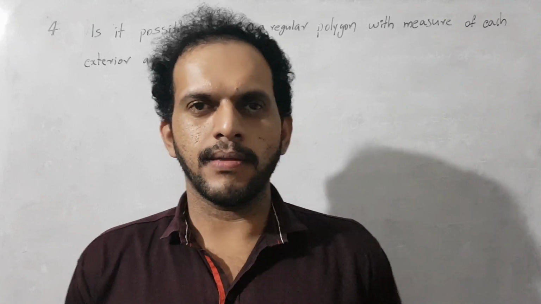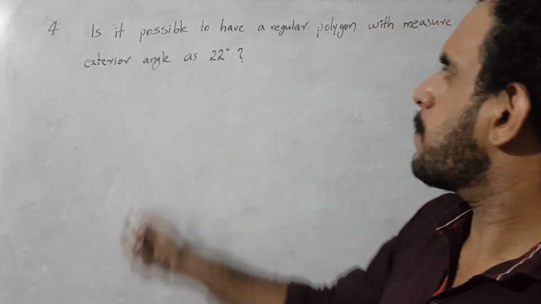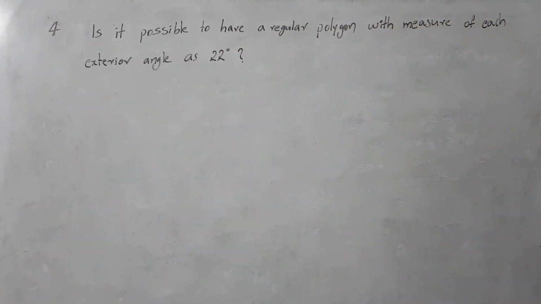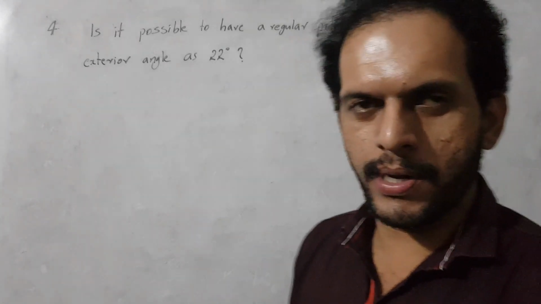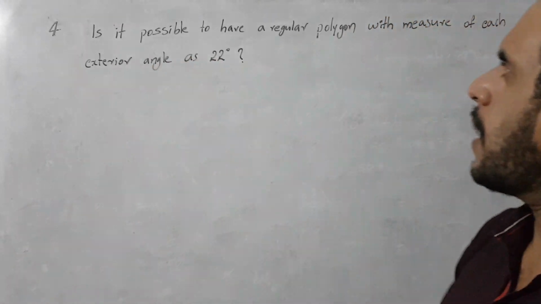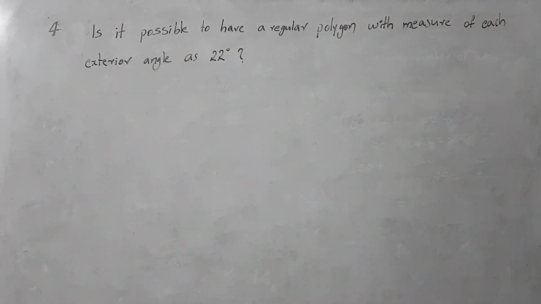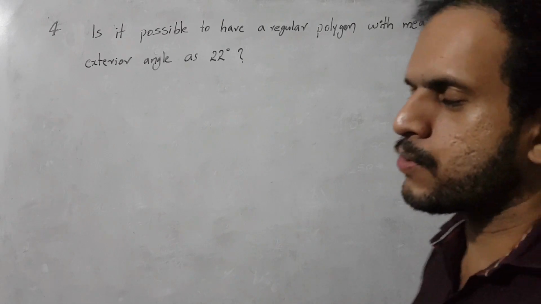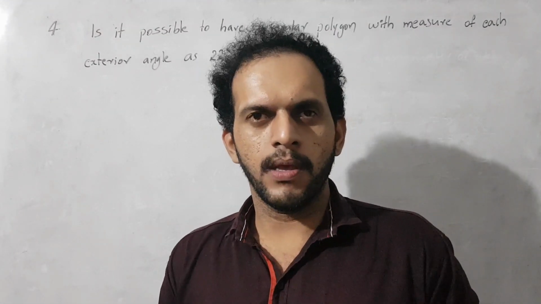Our next question is like this. Is it possible to have a regular polygon with the measure of each exterior angle as 22 degrees? Then what is the question? Once again, is it possible to have a regular polygon with the measure of each exterior angle as 22 degrees?